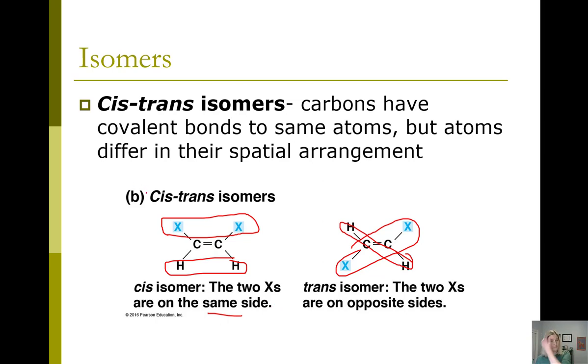And so they still have the same molecular formula, so they're isomers of each other, but in this case, the atoms differ in their spatial arrangement. So you have either the same side for the cis or the opposite side for the trans. Okay.